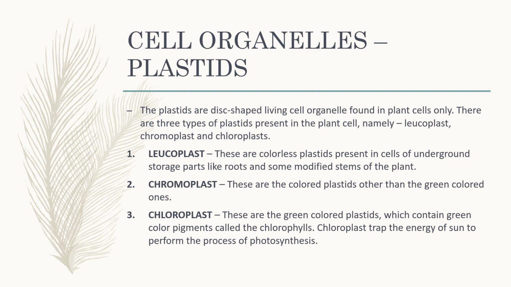Leucoplasts are colorless plastids present in the cells of underground storage parts like roots and some modified stems of the plant. Chromoplasts are the colored plastids other than the green colored one. Chloroplasts are the green colored plastids which contain green color pigments called the chlorophylls. Chloroplasts trap the energy of the sun to perform the process of photosynthesis. Hence, chloroplast is a very important type of plastid.